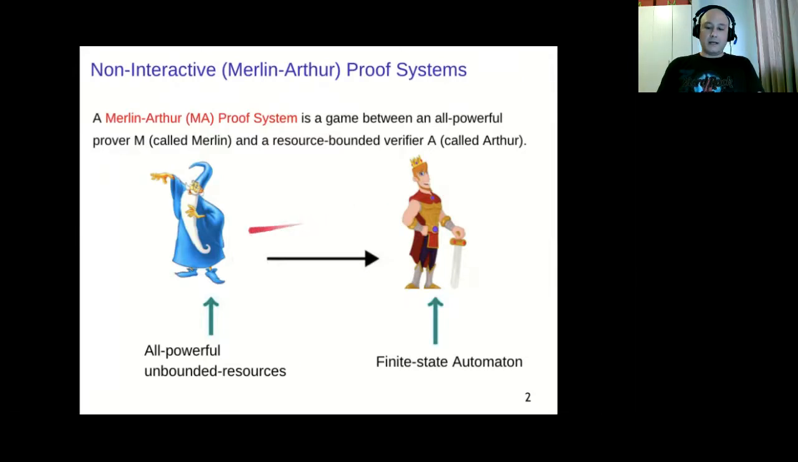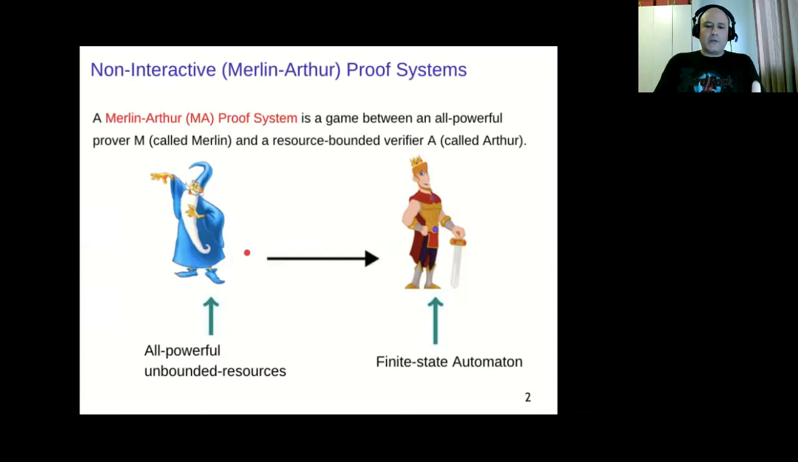And normally, what this prover is trying to do is to convince the verifier that some assertion is true, right? And the verifier, using its limited resources, has to be able to verify what the prover is saying is actually true, right? But if the prover is lying to the weak verifier, the verifier also has to be able to find out that the prover is lying, right?